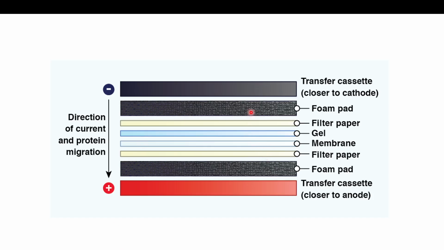So this is what is happening here. This is the transfer cassette. This is the anode part of the transfer cassette, and this is the cathode. Now this is the sandwich that is being talked about. You have foam pads on both sides, and filter paper on both sides. Now we have to be very careful in placing the gel and the transfer membrane. The electrons are flowing from this side to this side, right? So your gel should be towards the cathode, and the membrane onto which the samples will be deposited or transferred has to be on the positive side.